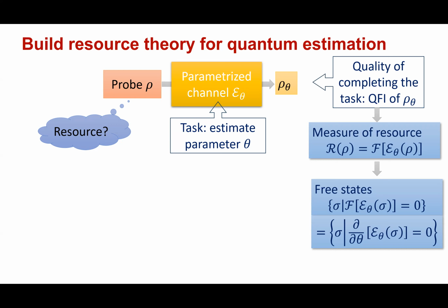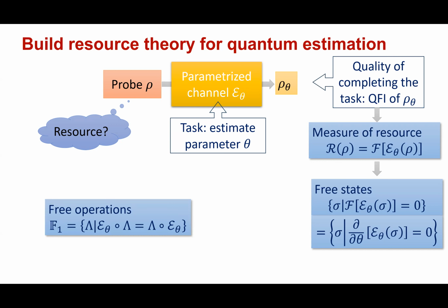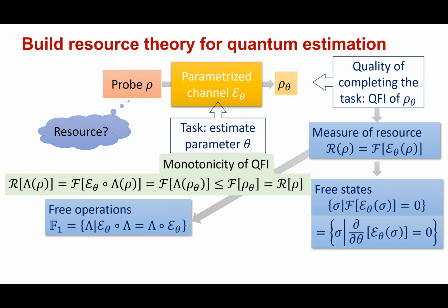And then comes the free operation. We define free operations as those commutable with the parametrized channel. And whether it satisfies the monotonic property, we can prove it by the monotonicity of quantum Fisher information.